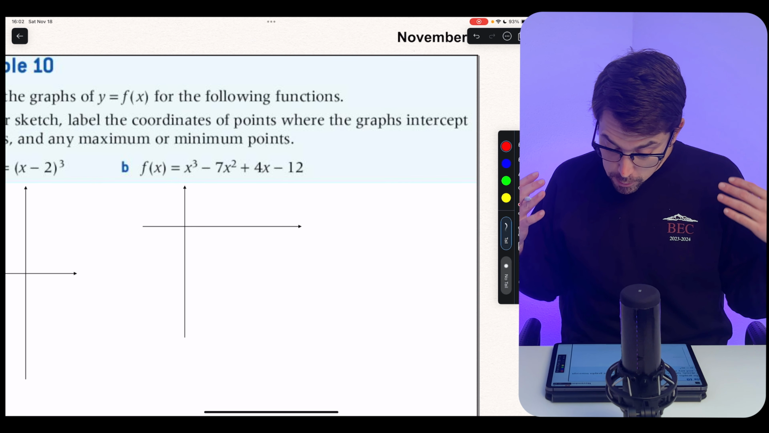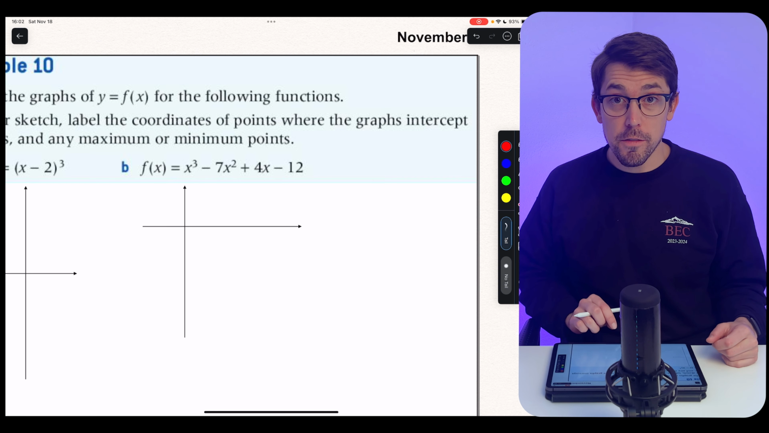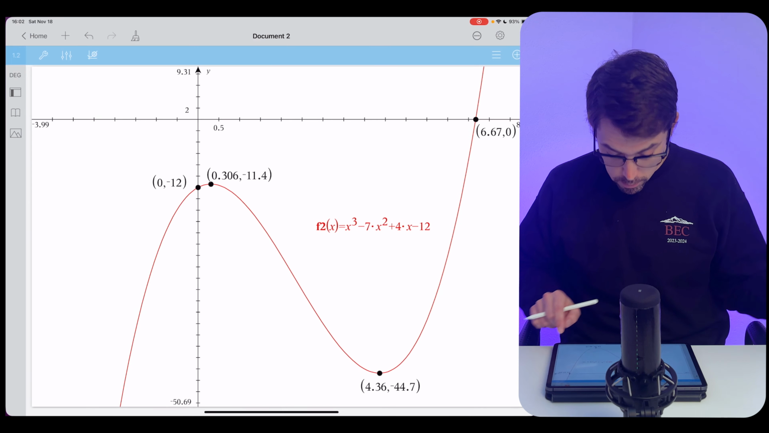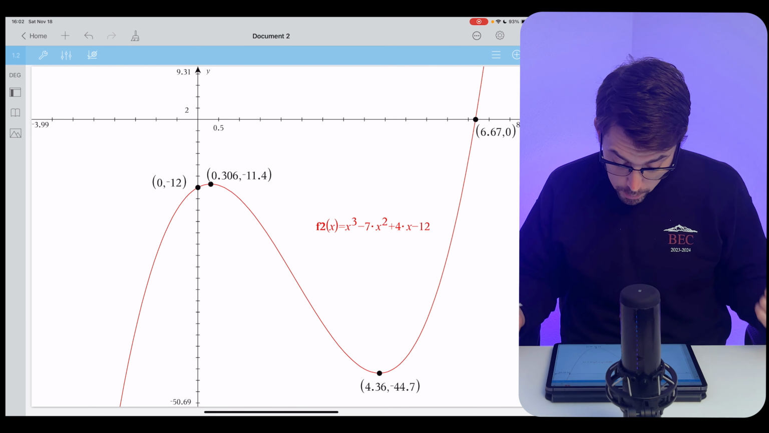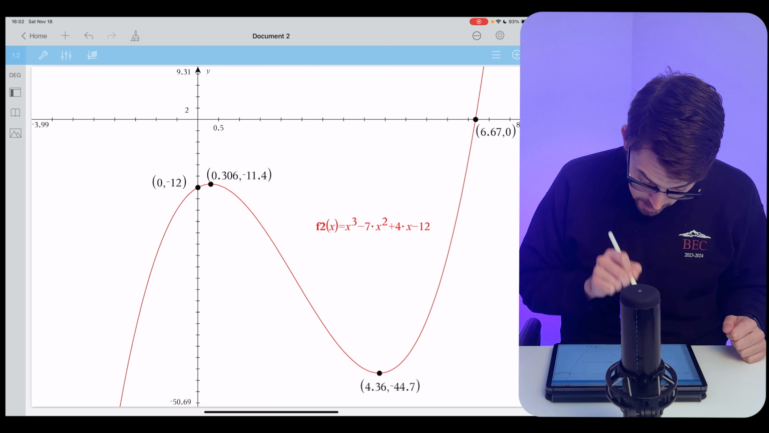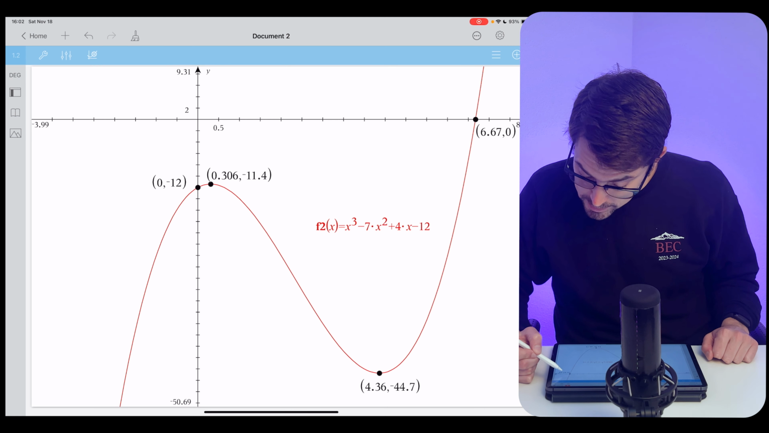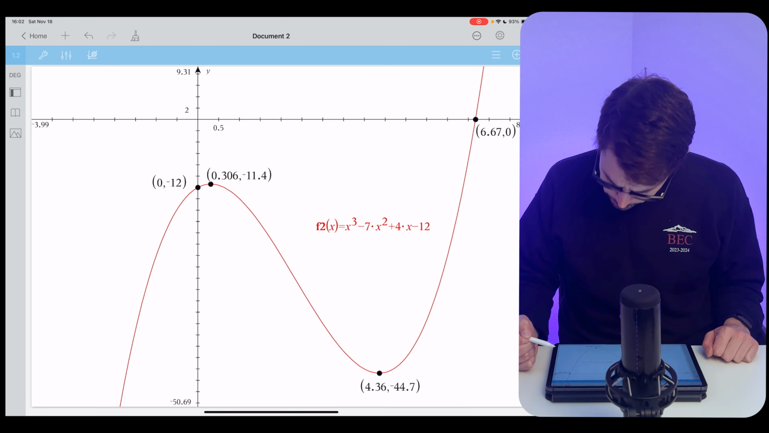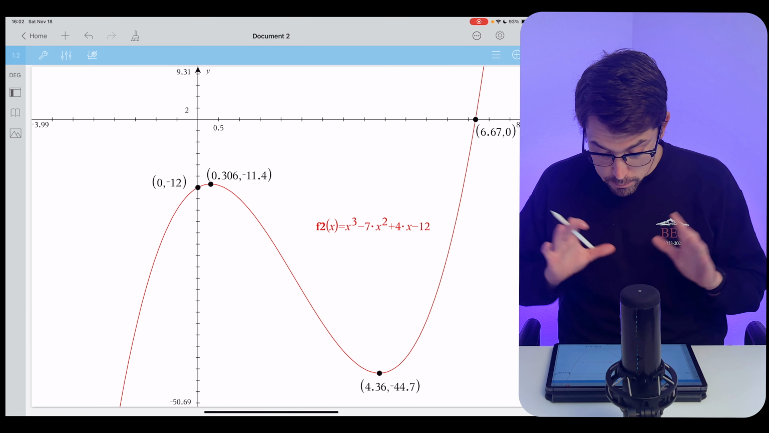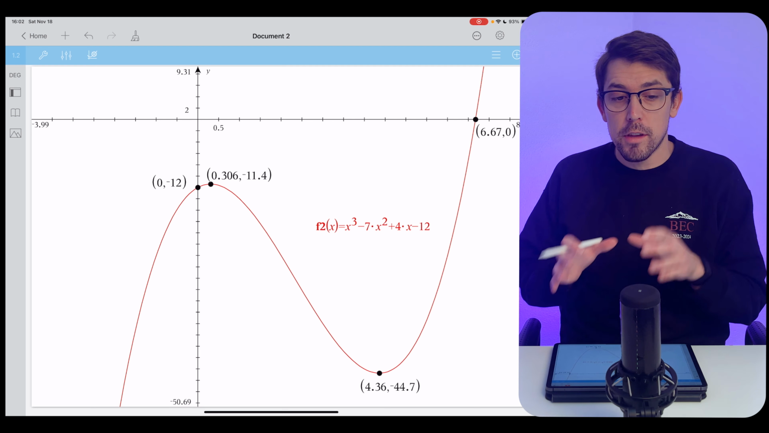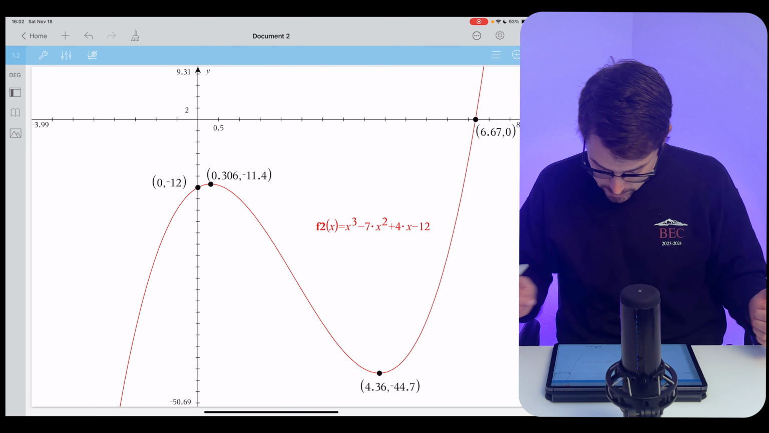Now I'm asked to graph x cubed minus 7x squared plus 4x minus 12, which is conveniently graphed right there. As you can see, using my graphing calculator, I went ahead and labeled the y-intercept at (0, -12), the maximum point right here, the minimum point right there, as well as the x-intercept right there. Knowing these pieces of information, I can use those specific points to label my sketch as well and help guide me with what I'm doing.